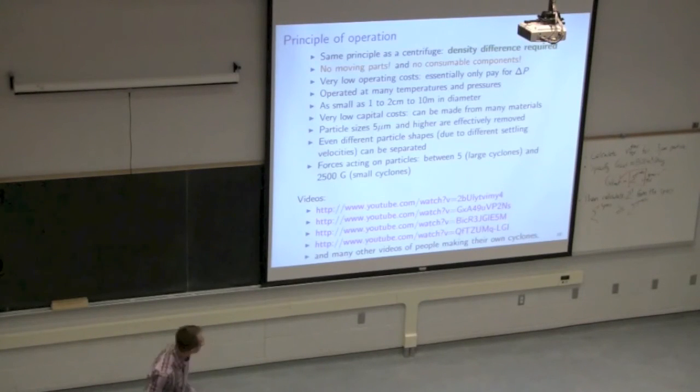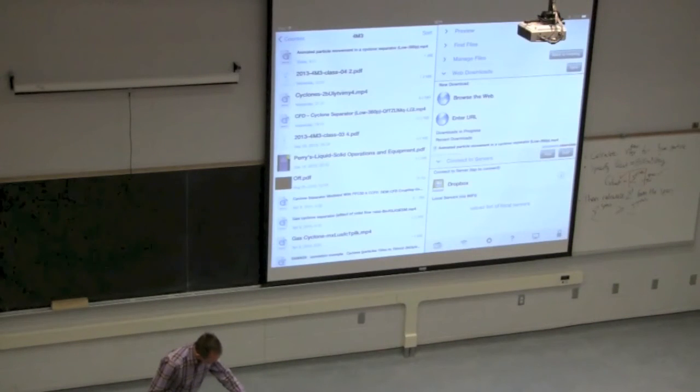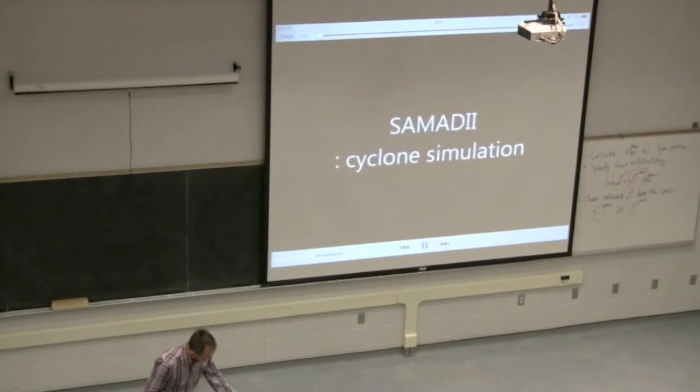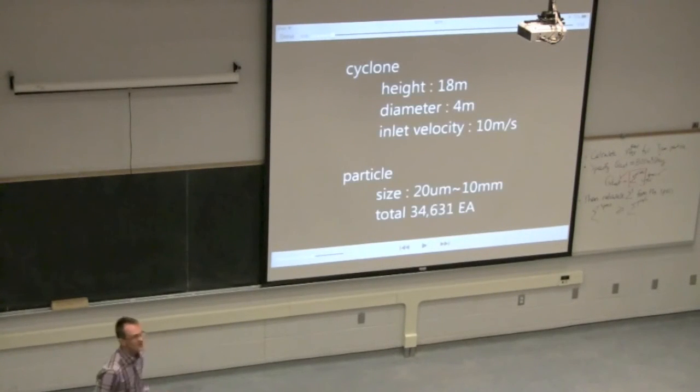So maybe before I do that, there's a variety of videos here, but I would like to take a look at one more that I compiled. So here's a simulation. Let's pause this for a minute. Because these units are so complex to model, we cannot create a theoretical model for it. There's tons of researchers that do computational fluid dynamics, and they use the Navier-Stokes equations, and they simulate the forces acting on these fluids, and then they create these simulation videos. So here's someone that's created a video of a cyclone that's huge, 18 meters, almost the height of this room, 4 meters in diameter, and velocity of 10 meters per second coming in. And the particles range between 20 microns to 10 millimeters.